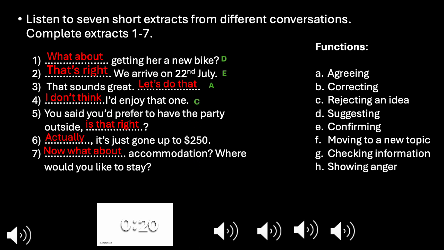5. You said you'd prefer to have the party outside. Is that right? This is a confirming function. 6. Actually, it's just gone up to $250. This is a correcting function. 7. Now what about accommodation? Where would you like to stay? This is a moving to a new topic function. Were you able to get all the functions right? Once you are able to see them, understanding will become so much easier for you.